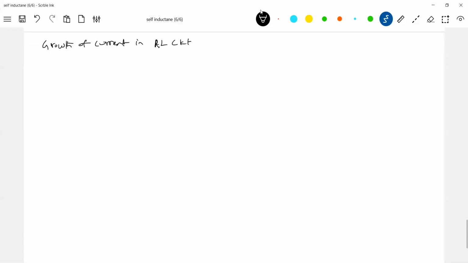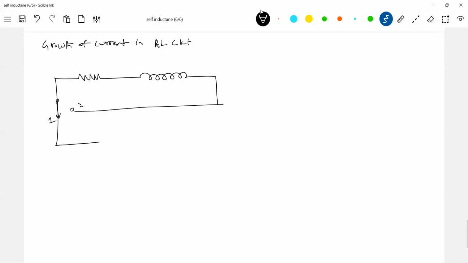So I do have this is a resistor, this is a coil, this is a cell of EMF E. At t equals 0, I'll close the switch. Then I'll search for the expression for current through the RL circuit here.